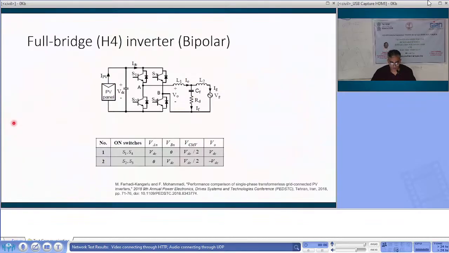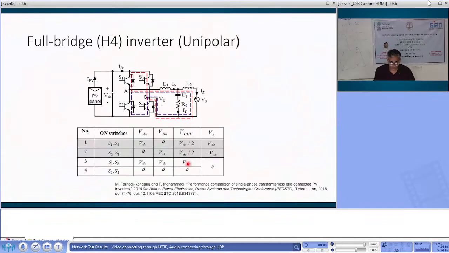As we look here, if it is a bipolar PWM, you have the common mode voltage which is constant, VDC by 2, and then there is no leakage current. If you have a unipolar, then there is no constant common mode voltage, then there will be leakage current. This is what we have seen with derivation.